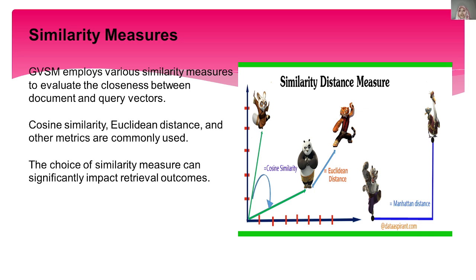Similarity measures. The generalized vector space model employs various similarity measures to evaluate the closeness between document and query vectors.